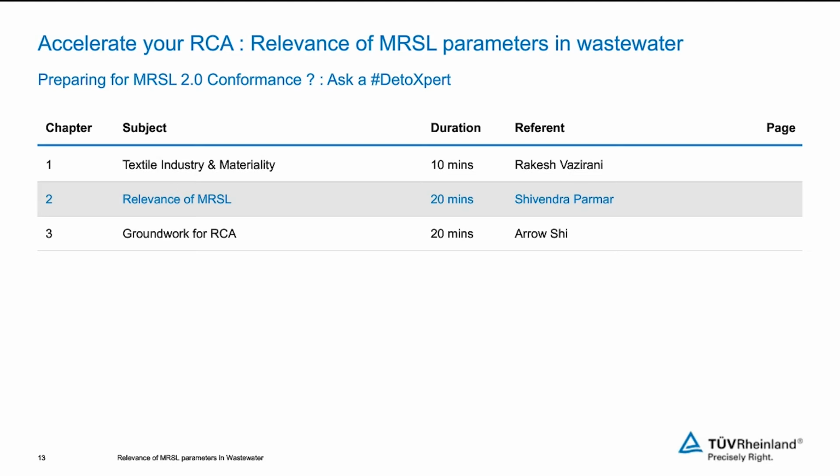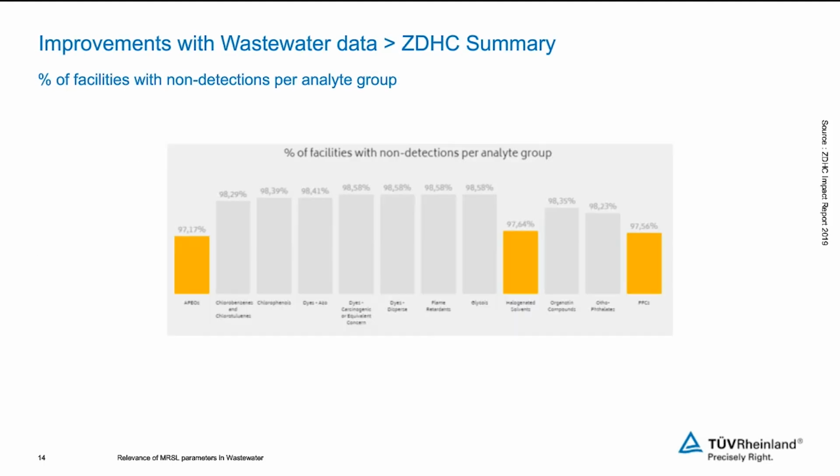Hello, everyone. Welcome to this webinar from my side too. Here's a graphic that many of you would have come across. It is a part of the ZDHC impact report, which indicates that while there has been progress made on elimination of several harmful chemicals, there are a few chemical groups that require more work. We see from these examples that APO, halogenated solvents, PFC are among the ones that are still detected in wastewater reports.